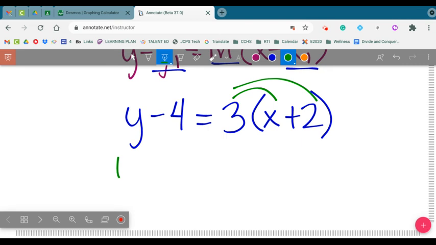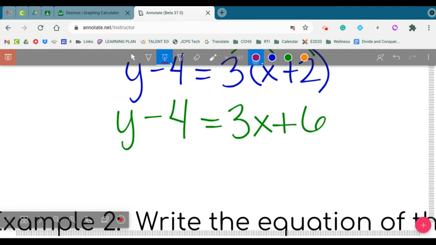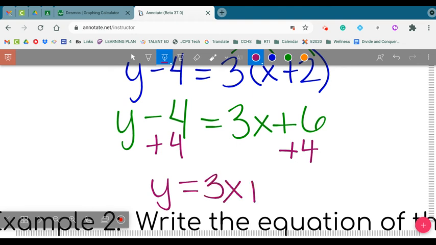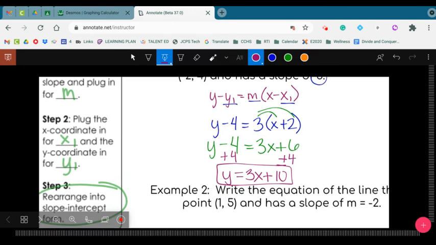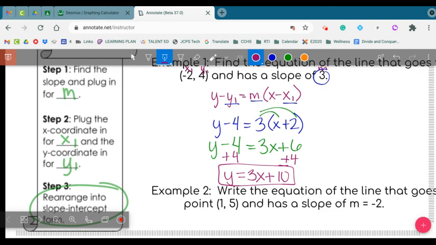And then we do what we're used to. We distribute: 3x plus 6, and then we move our 4 over. And now it is in y equals mx plus b form. So that's all we're doing with that.